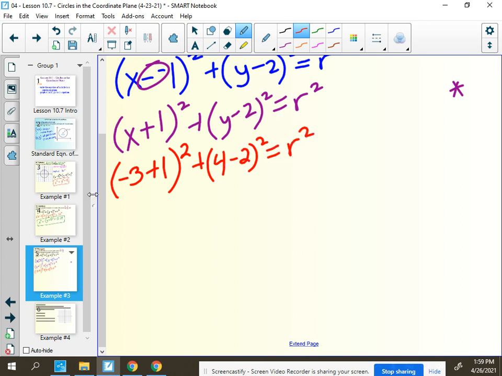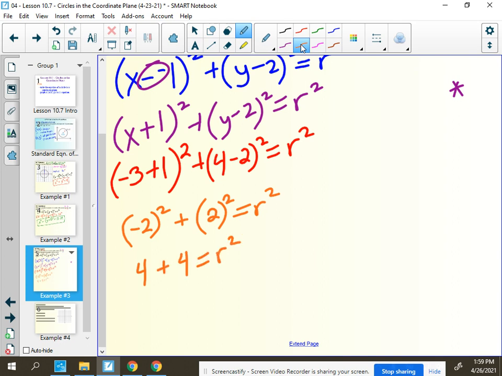So I literally just have to crunch this left side of the equation. Let's do that. Negative 3 plus 1 is negative 2. I'm going to have to square that. 4 minus 2 is 2, which we're also going to have to square, and that's going to be equal to r squared. So sweet, negative 2 times negative 2 is positive 4. 2 times 2 is 4. So when it's all said and done, 4 plus 4, 8 is equal to r squared.